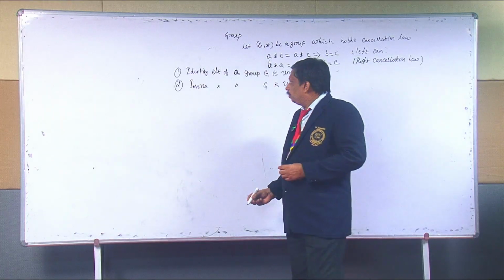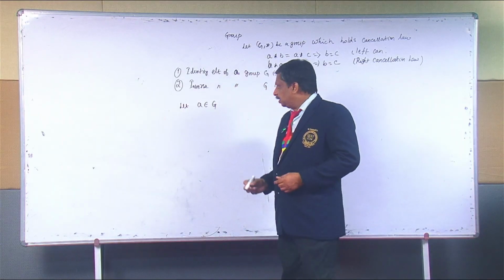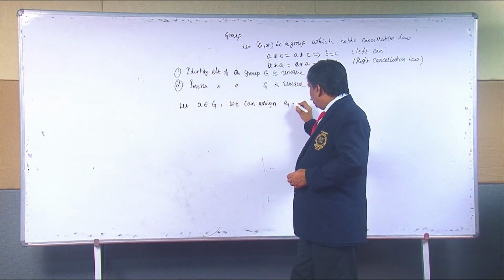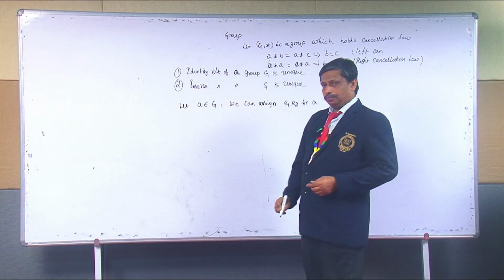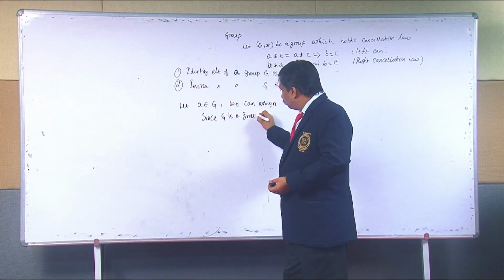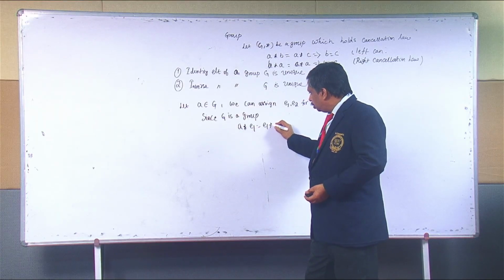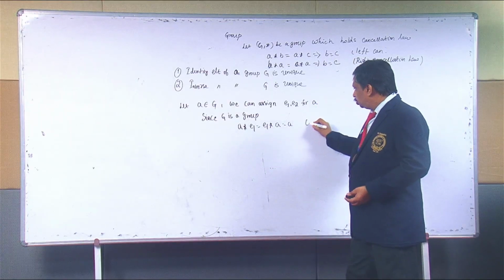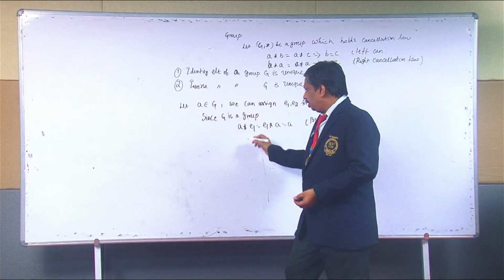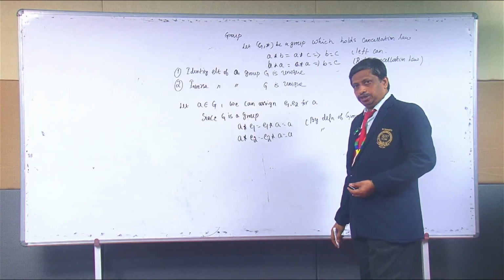Okay, now we will see. We can come to the first property. So let A be an element in G. We can assign two identity elements E1 and E2 for G, for A. Since G is a group, by the definition, A star E1 is equal to E1 star A equal to A. Similarly, A star E2 is equal to E2 star A, which is equal to A. This is also by the group definition.